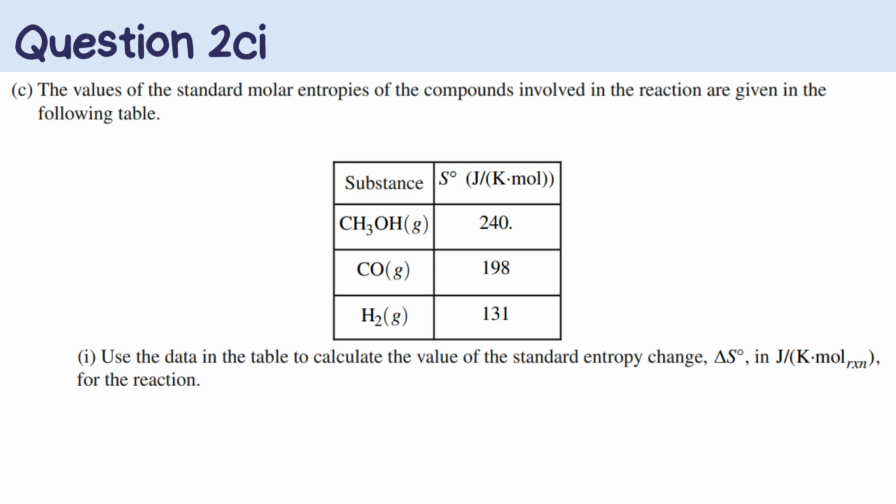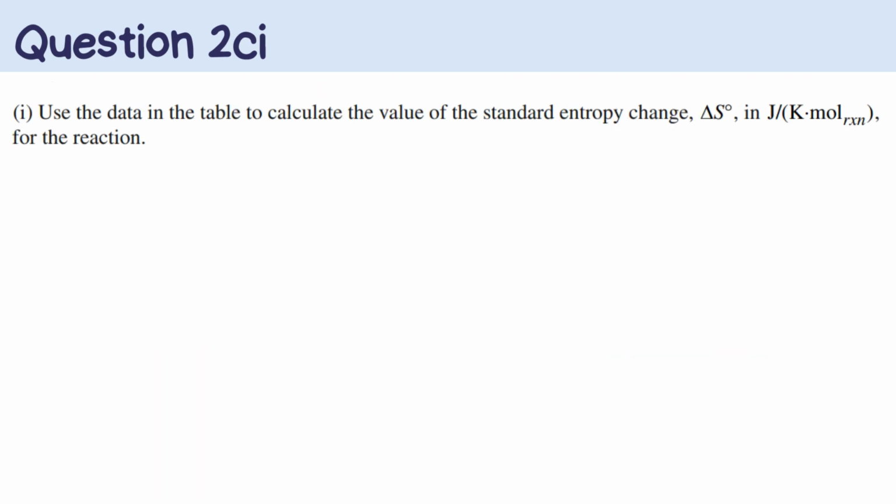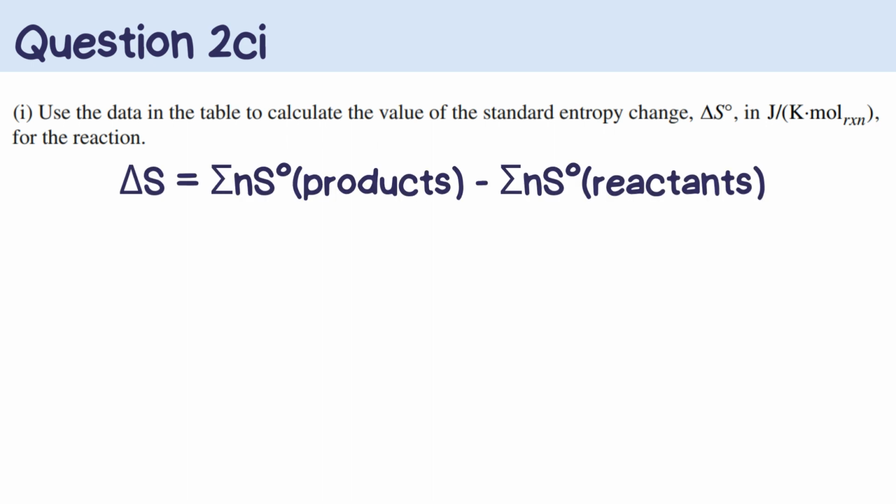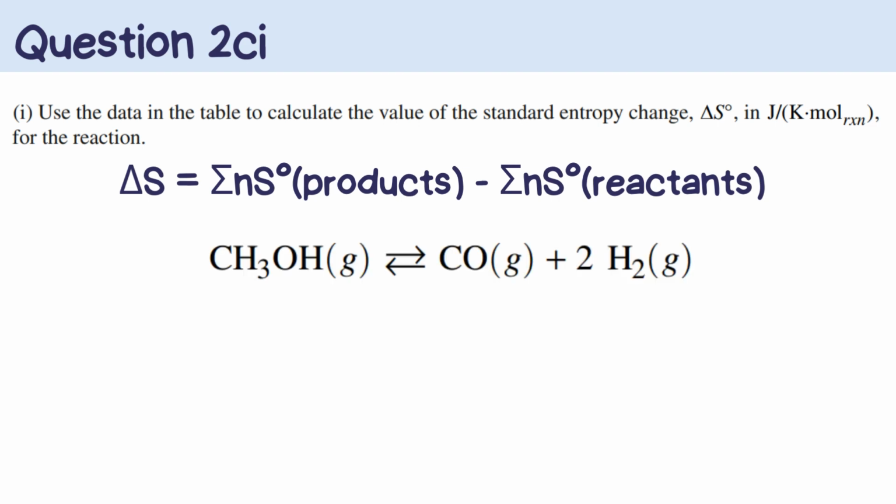Now for question 2c, we're given each of these substances and their molar entropies, and we're asked to calculate delta S. If you'll recall, the formula for finding delta S is the summation of the S values on the product side minus the summation of S values on the reactant side. Looking back at the chemical equation, we can fill out each of those values. For methanol, it's 240. For carbon monoxide, it's 198. And for hydrogen, it's 131.